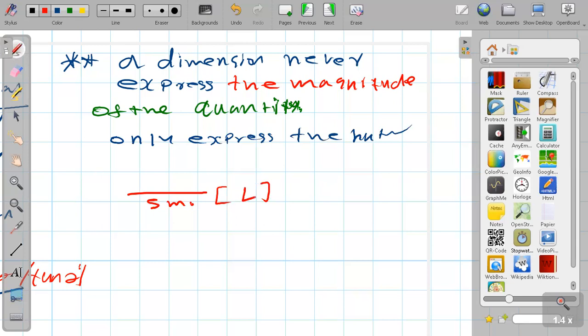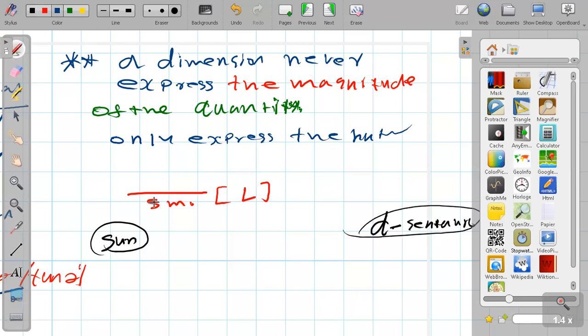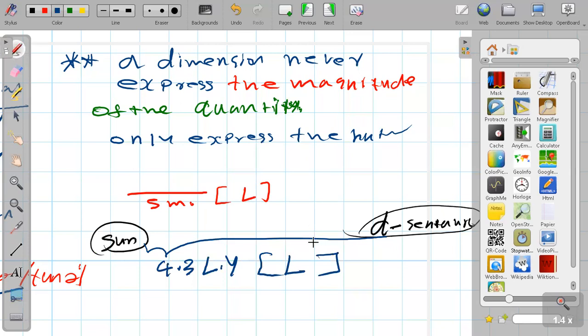From the sun to Alpha Centauri, what about it? It is like 4.3 light years. It's also mentioned as L. So you can never get any idea about the magnitude, right? About the magnitude.